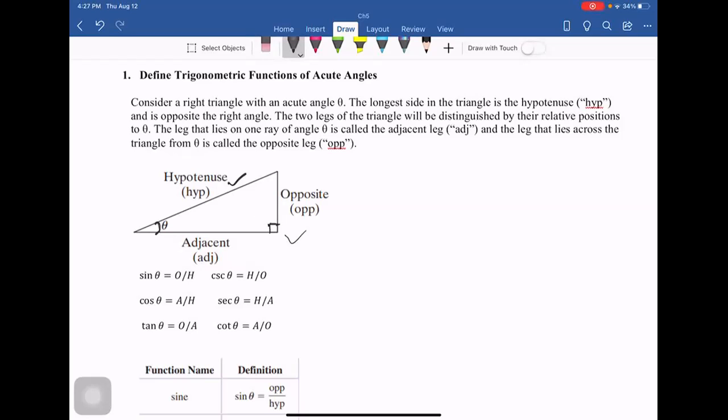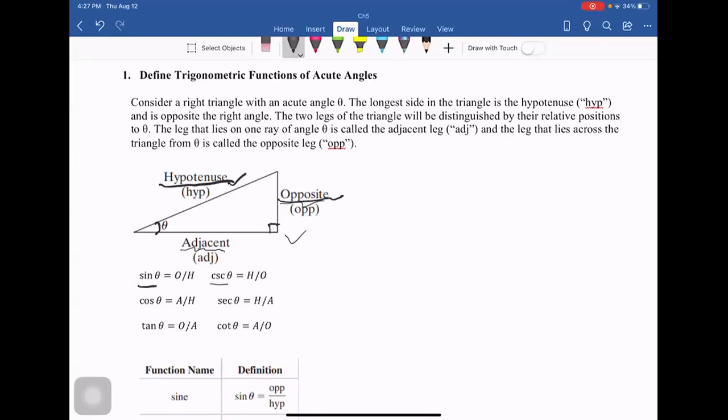The leg that lies on the ray of angle theta is called adjacent, and the leg that lies across the triangle from theta is called opposite. So you see, this is the opposite of theta. And there are 6 trig functions. The first one is sine theta. Sine theta equals opposite divided by hypotenuse. So that's opposite divided by hypotenuse.